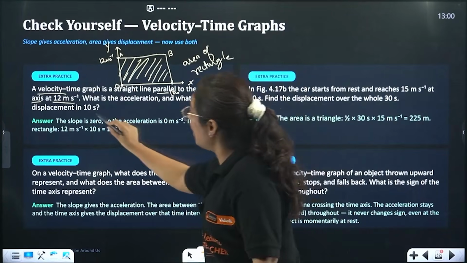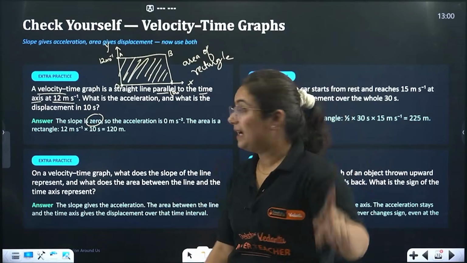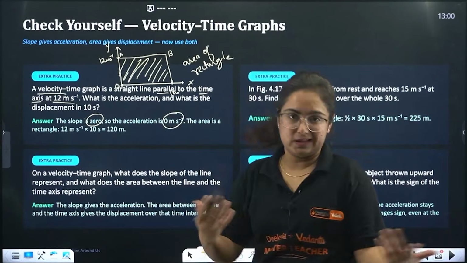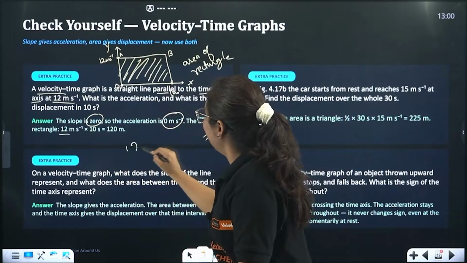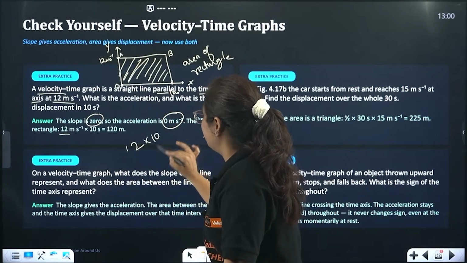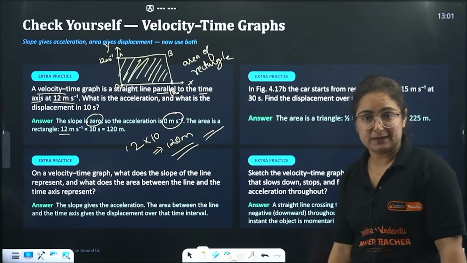The slope is 0, however, the acceleration is also 0 meter per second squared for obvious reasons. The area covered will be 12 meter per second into 10 seconds, and hence it will be 120 meter. I hope you are getting the points.